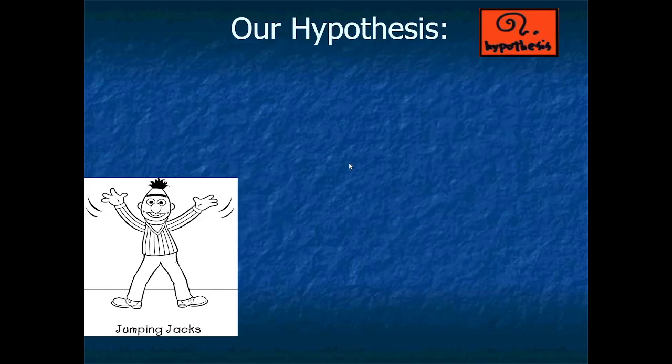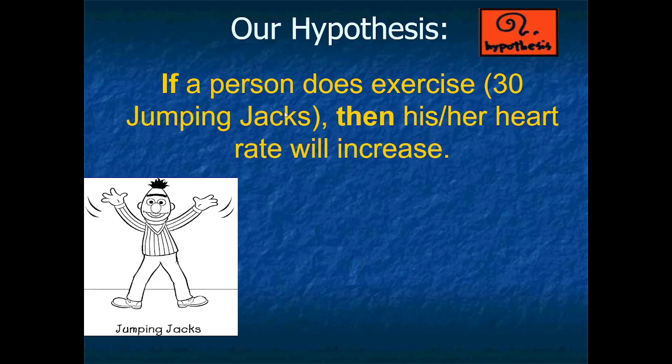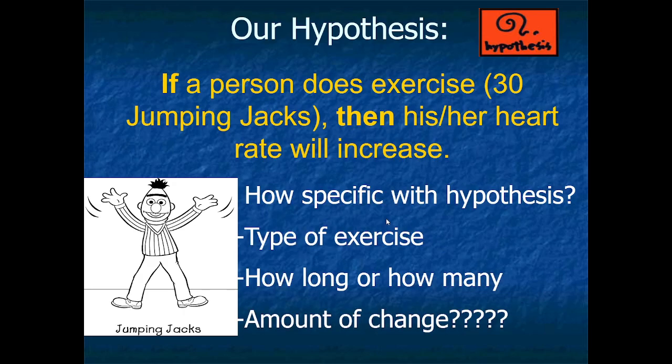Our hypothesis. If a person does exercise, let's say 30 jumping jacks, then his or her heart rate will increase. And see how we use the if and then words in our hypothesis. And to get even more specific, we can add the type of exercise, like we did here with jumping jacks, how long or how many, like how we did with the number 30, and the amount of change.